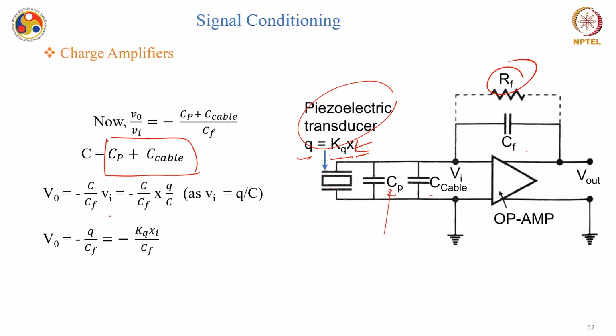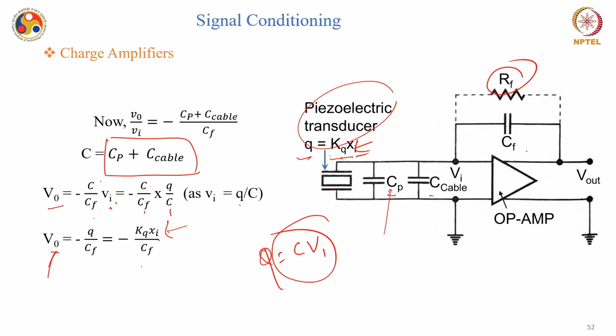Since this is a piezoelectric transducer, or a capacitor also, Q is equal to CV, or C Vi in this case. So Vi is equal to Q by C. So in that case, V naught is equal to minus C by Cf into Vi, and if I replace this Vi with this value, I will have V naught equal to minus C by Cf into Q by C. Okay. So just rearranging all these things, you get V naught equal to minus Q by Cf, and Q that is generated here, we have already seen for the piezoelectric transducer, it is Kq Xi, so V naught is minus Kq Xi by Cf, and this is how your output voltage is now connected with this Xi, and there is no charge term here.